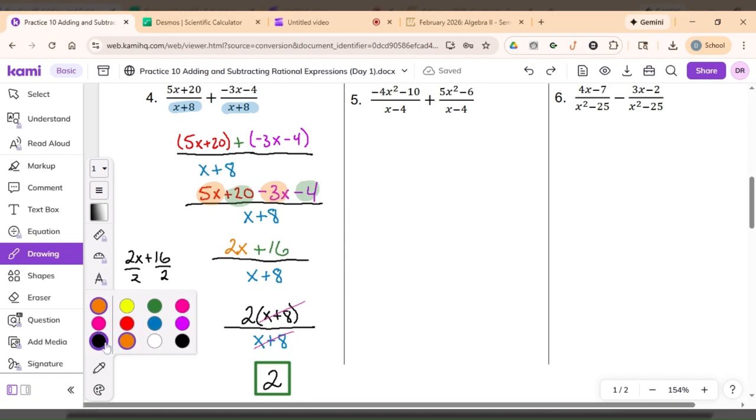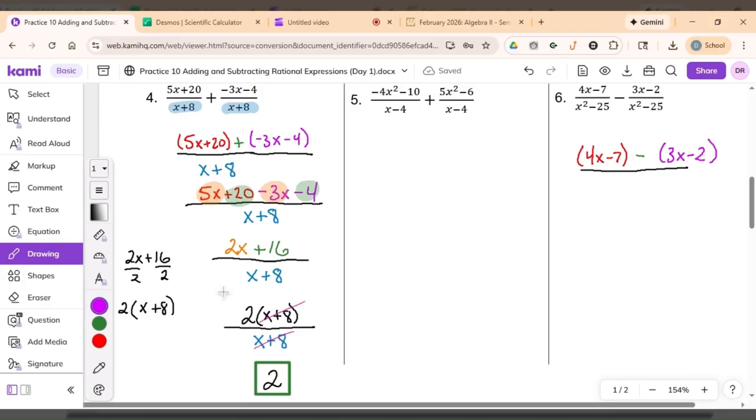Number 6, please, again, be careful with that. That's a minus sign in between. So for this one, remember, it's 4x minus 7, but then you have a minus sign in between. And so after that, you have the 3x minus 2. Don't forget, do not forget on this one, you need to distribute that negative 1, okay? Make sure you distribute that negative 1 through here so that you can get your new numerator.